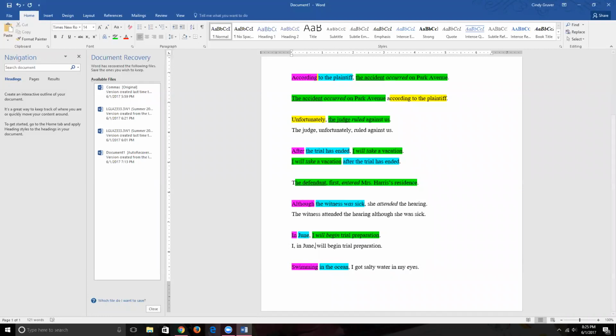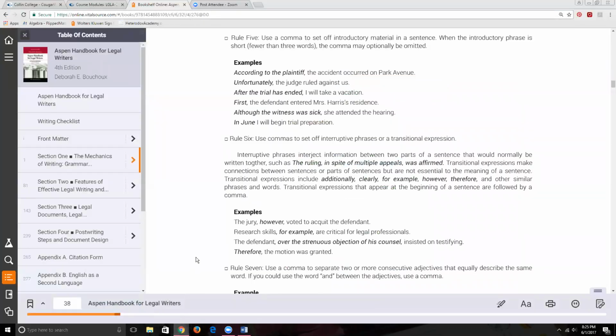Okay, so we have covered Rule 5. Let's go on to Rule 6, and this is the rule that I was hinting at before. So let's go ahead and talk about it substantively. This is when we have an interruptive phrase or a transitional expression. Usually these are very short.